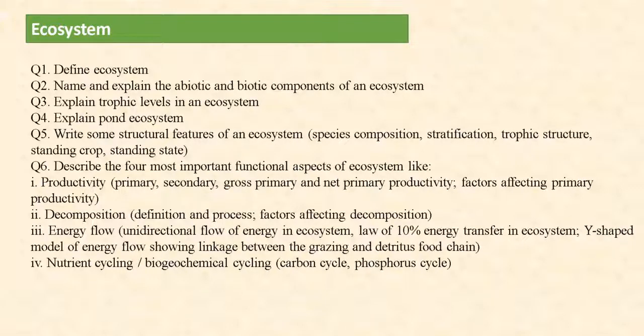Then in the third part of question number 6 I have written energy flow. Here we need to read the unidirectional flow of energy in an ecosystem, the law of 10% energy transfer in an ecosystem, then the Y-shaped model of energy flow showing the linkage between the grazing and detritus food chains. Then in the fourth part of question number 6 I have written nutrient cycling or biogeochemical cycling, and in this we have to read mainly the carbon cycle and phosphorus cycle.